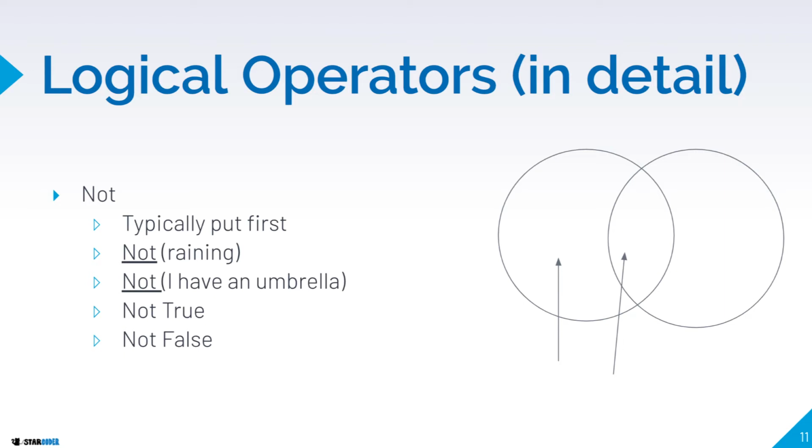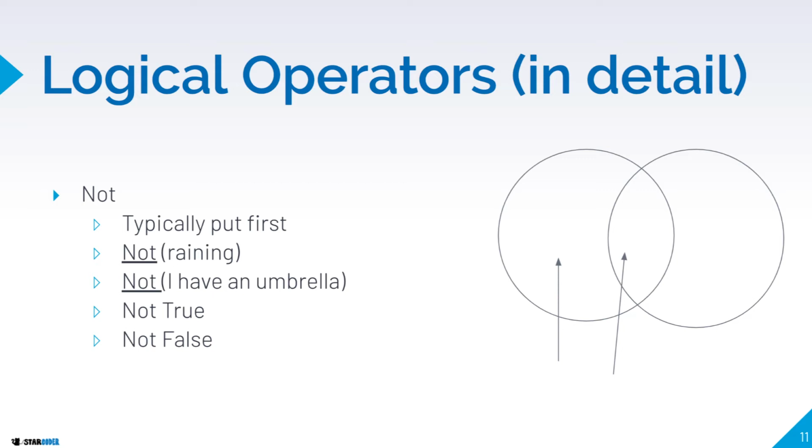Well, what's not false? Since operators can only have two values, true or false, and this is really important, not whatever the expression is will return the opposite of the expression. Since raining is false, not false is equal to true. Similarly, if it was raining, not true is equal to false.